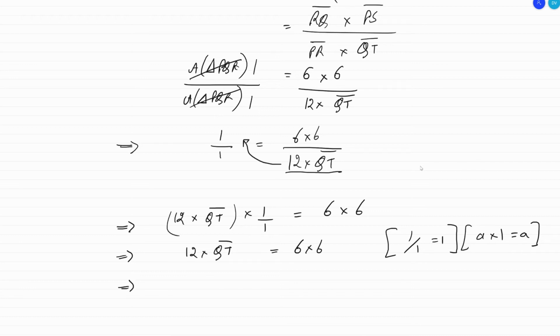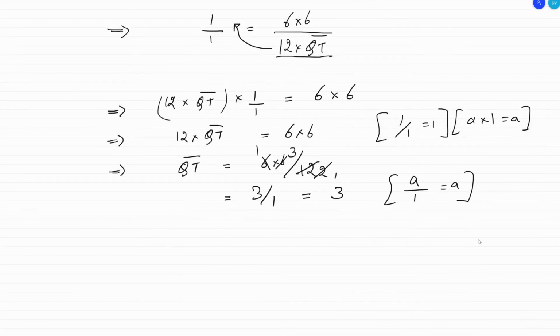So now QT, I'm going to get this 12 here. Then I'm going to solve it. So the answer is 3 upon 1, which is equal to 3. A upon 1 is equal to A. This is the rule. I always try to write the rule for any statement that I have written. Finally, segment QT value is 3.